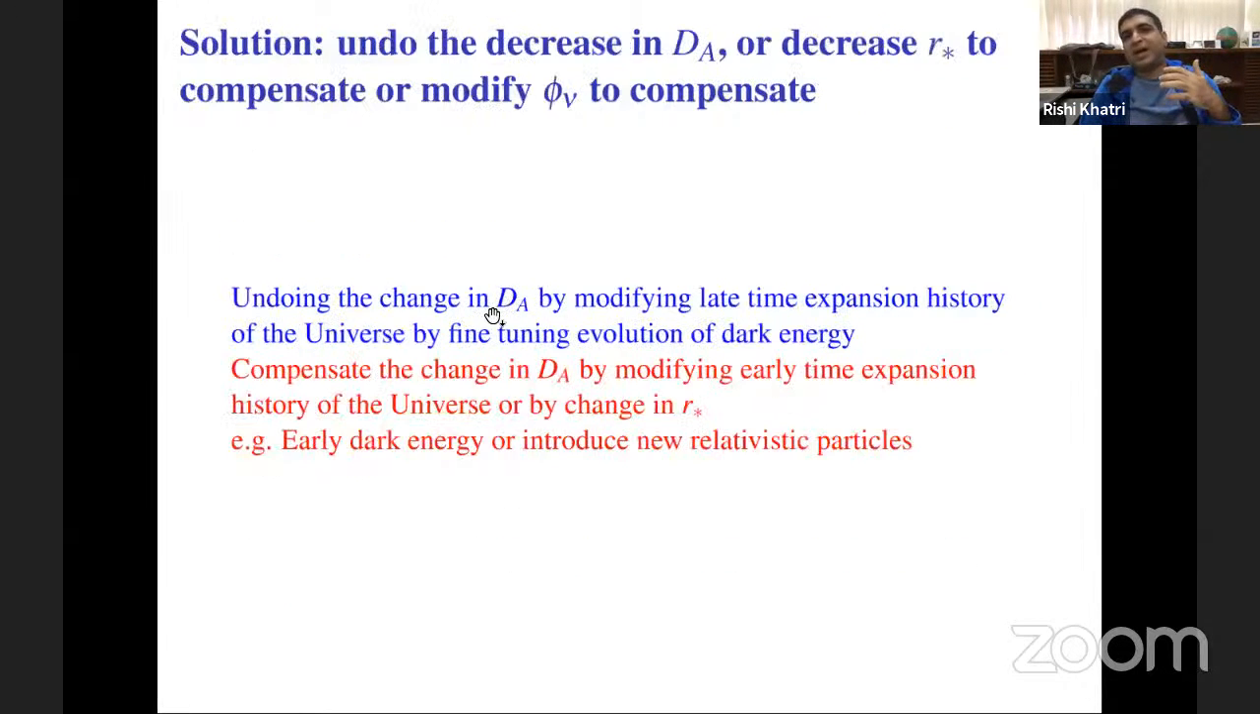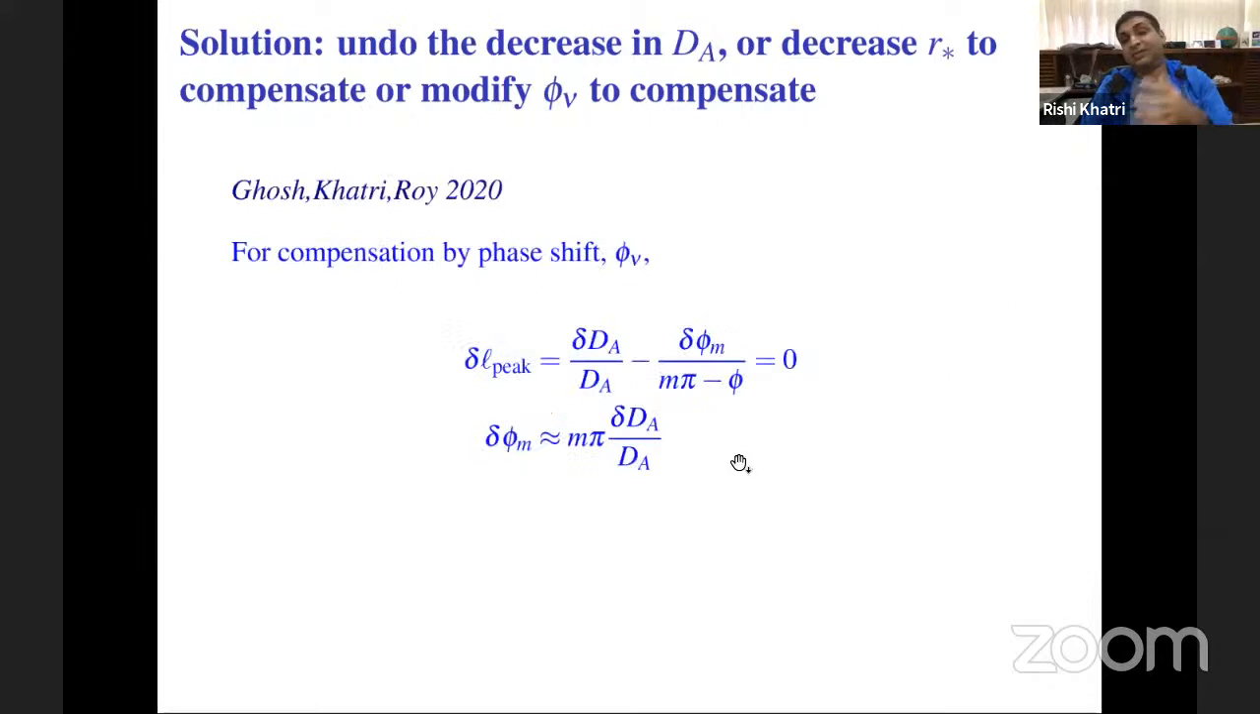And you can do this by modifying dA, by modifying late time histories, so that you undo this change in dA done by H0 by modifying the other things. Or you can modify R star, you can compensate by changing R star in the same way. So this is the early universe solutions. For example, early dark energy or introducing new species, or you can just change the phase shift. You can compensate delta dA by changing the phase shift introduced by neutrinos.